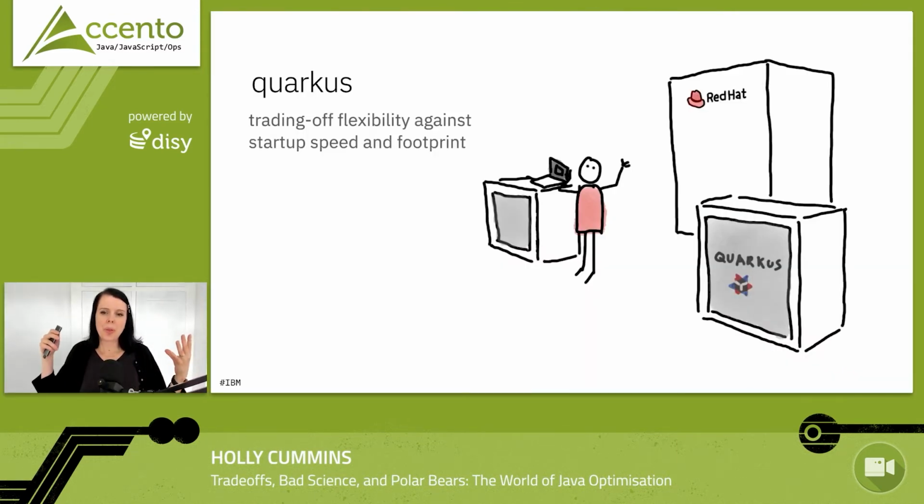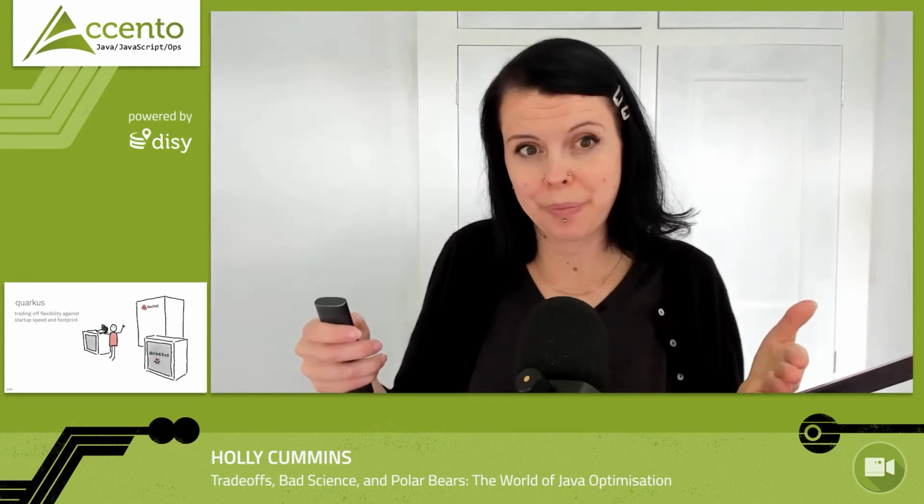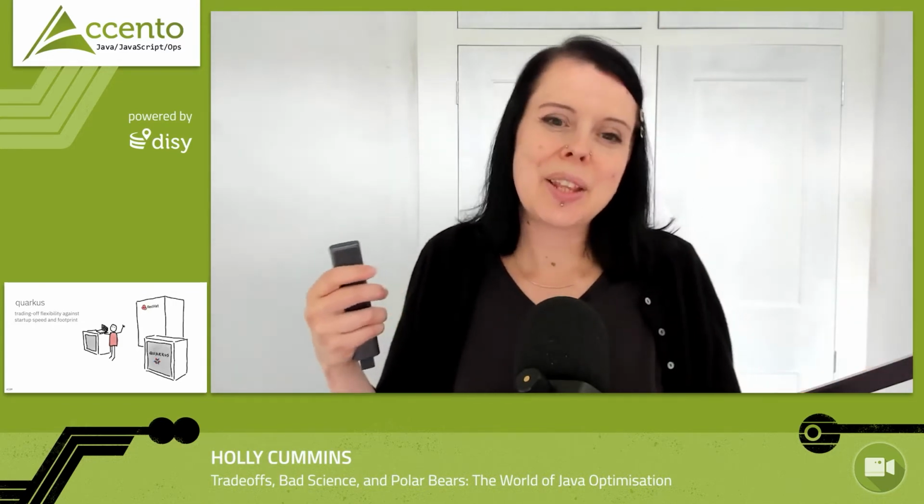So you may have heard of Quarkus. Quarkus is a little layer that wraps around the JVM, and it trades off flexibility against startup speed and against footprint. So Quarkus basically starts ridiculously fast, and it uses ridiculously tiny memory. But the programming models that you have access to are a bit more restricted.